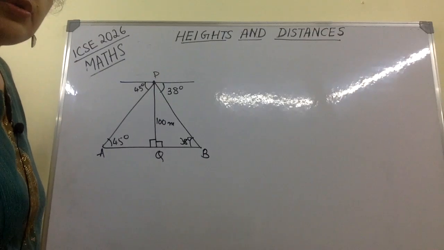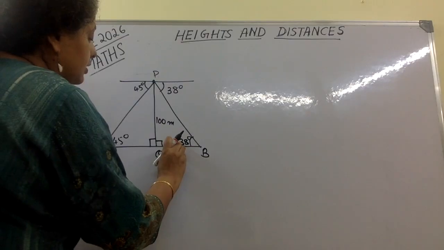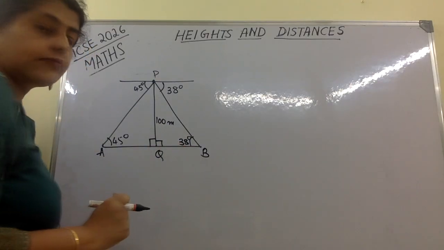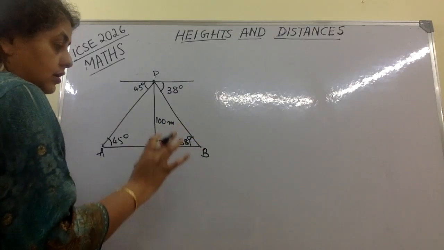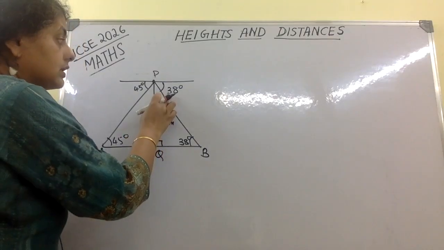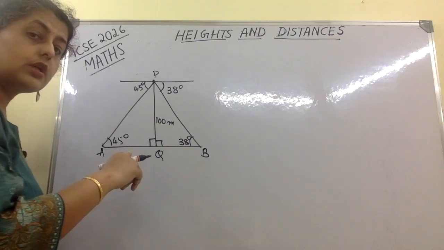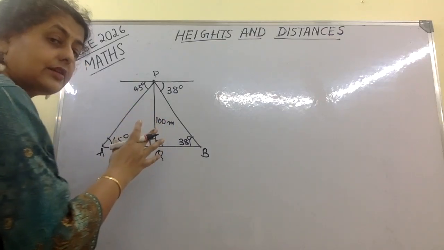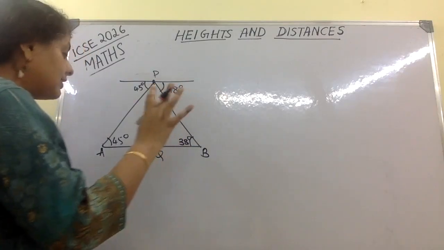So how do we do this sum? Now here we have to find this distance AB. First thing to be noted in this sum, whenever you take up this question, this is 38 degrees, which is not a standard angle. This is what I was talking to you about. We'll have to see the trigonometric table for this. So this is 38 degrees, we'll deal with it later.